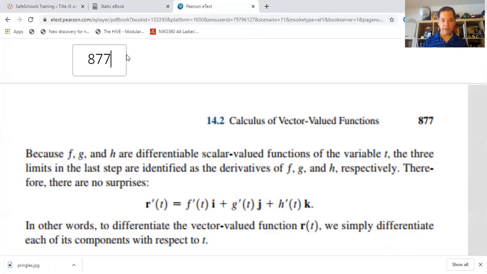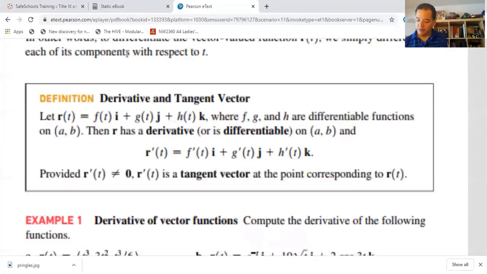And right here is the relevant box. As you can tell, it says, if you have a function with components f, g, and h for the x, y, and z components, and f, g, and h are differentiable on an interval, then the vector function r will be differentiable, and the derivative of the vector function will be the derivative of f, comma, the derivative of g, comma, the derivative of h, right? So in other words, just take the derivatives of the corresponding components, provided the derivative is not zero.